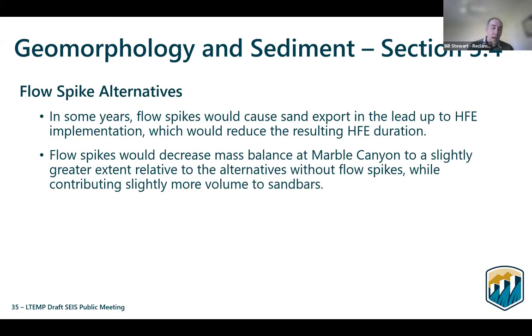There we go. So one other thing related to geomorphology and sediment are the flow spike alternatives. Those are the 8-hour up to 3 flow spike alternatives. In some years, flow spikes would cause sand export in the lead up to the HFE implementation, which would reduce the resulting HFE duration. And I think that was kind of indicated in the figure on the right, where they were combined. And then the flow spikes would decrease the mass balance at Marble Canyon to a slightly greater extent relative to the alternatives without the flow spikes, while contributing slightly more volume to sandbars. Next slide.